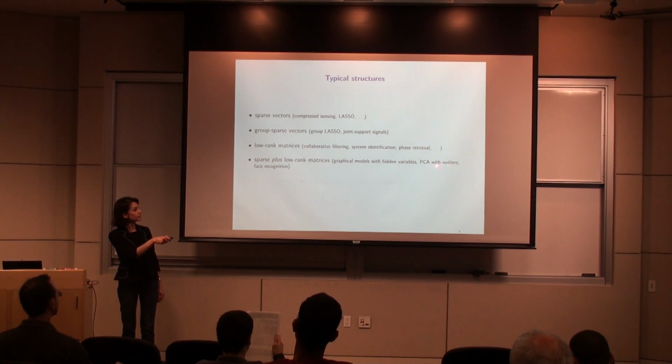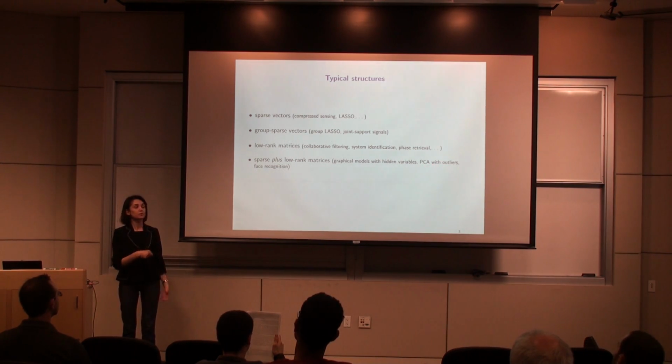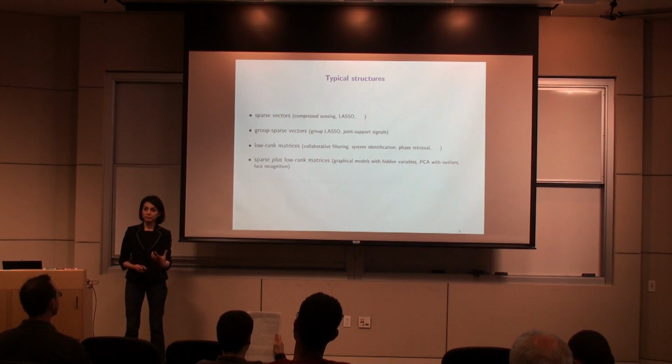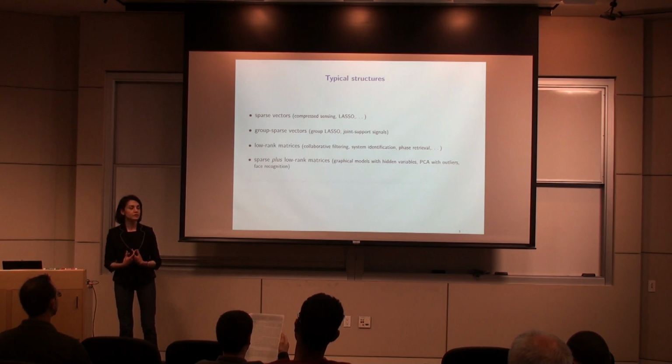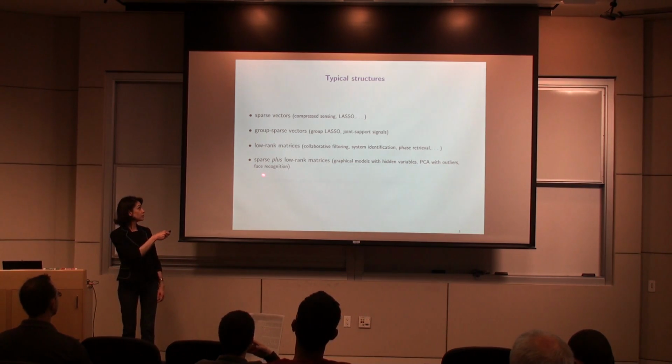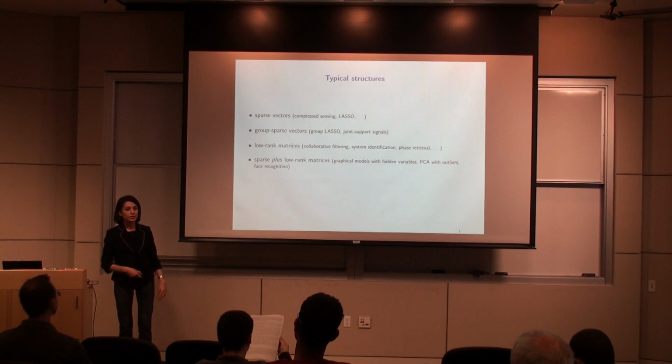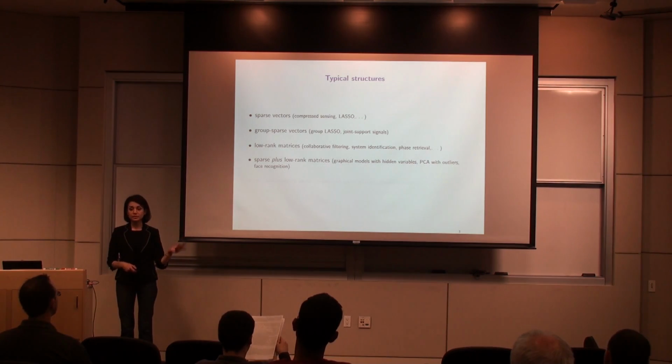So for example, that arises in principal component analysis with outliers. The low rank part is the principal component part and the sparse part are the outliers. And that has applications, for example, in face recognition. So these are some examples of models that have been studied in the literature.